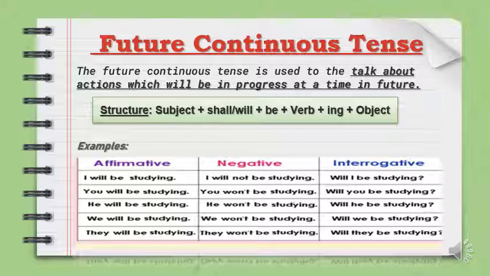You can see some of the examples. I will be studying. See, the work is in progress. Negative, I will not be studying. And interrogative, will I be studying?